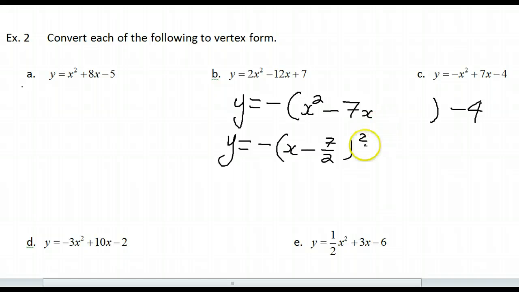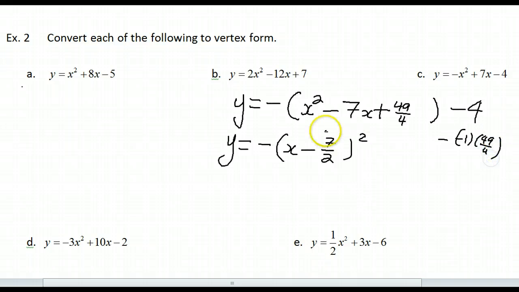Square the 7 over 2, and we get plus 49 over 4. Now, I really need to write minus 49 over 4 here as well, but it's going to be multiplied by this negative 1 coming out, so I'm going to subtract off, so I'm going to go minus negative 1 times 49 over 4.